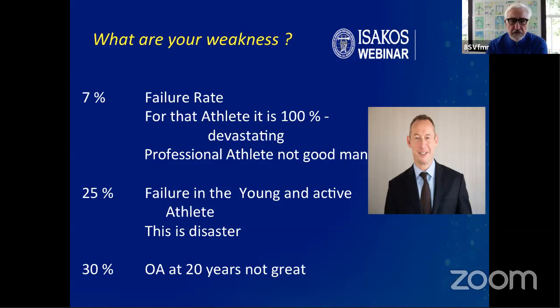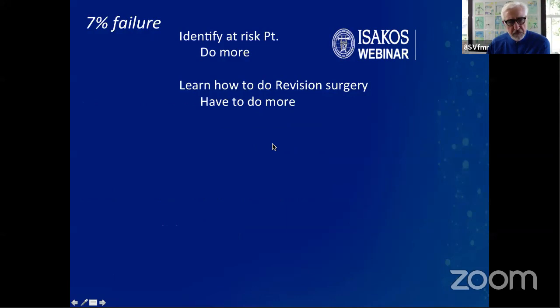So this is really the weakness, that if you just do the ACL, you have to learn to do a little bit more. You have to identify the patient that's going to fail, and you have to do more for them. If you just do what we talked about in the beginning and just do the ACLs, you're going to have failures. You have to learn how to do revision surgery. Some of them are going to fail, and for those that fail, you have to know how to give them a good revision so that they can carry on. So we have to do more.